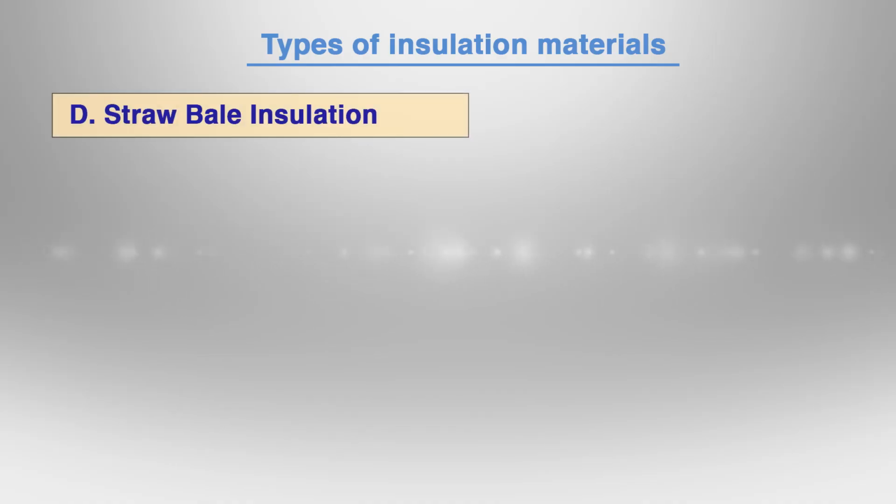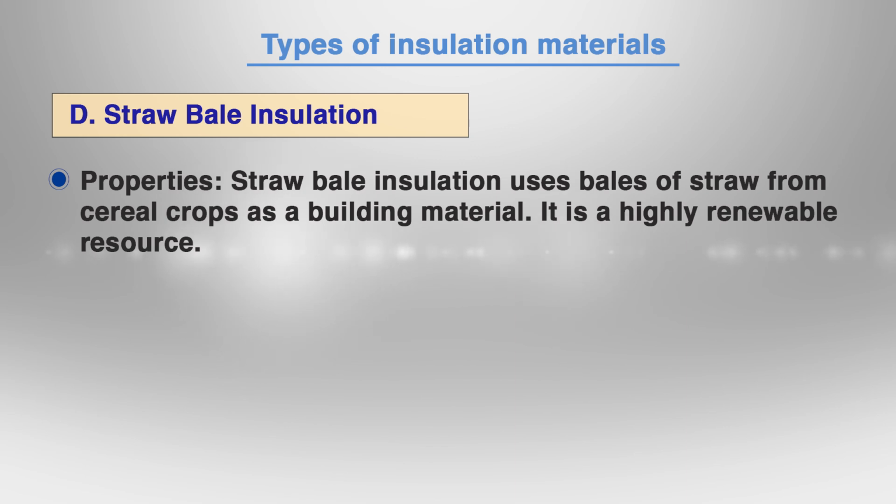Installation techniques: cork insulation comes in board or granular form. Boards are fitted into place similar to rigid foams, while granules are poured or blown into cavities. Fourth one is straw bale insulation. It also has some properties like the other materials.